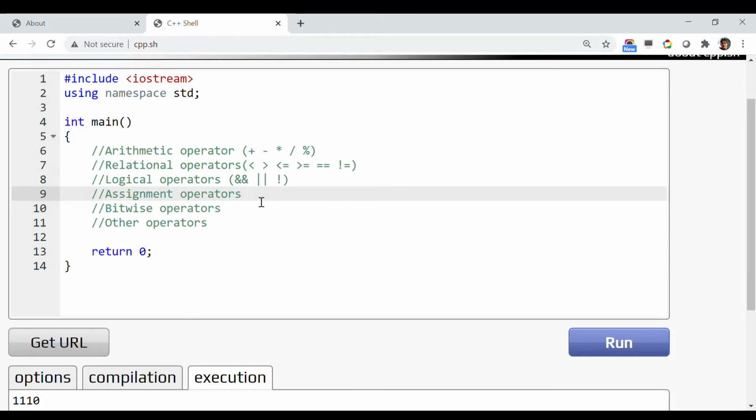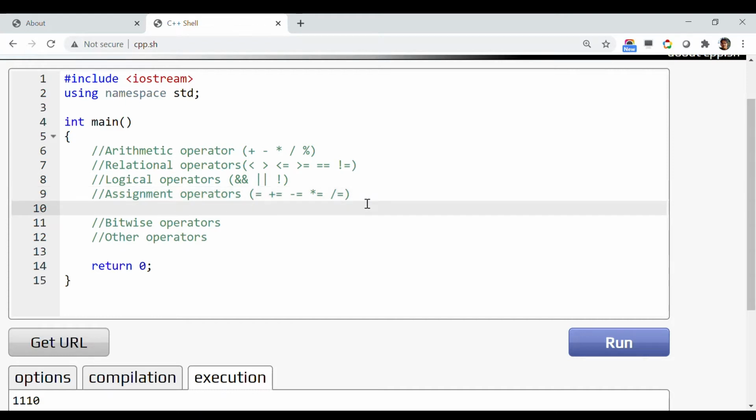So the next type of operator that we are going to discuss is the assignment operator. Normally, the assignment operator in C is the equals operator, and there are several other assignment operators, which are like an arithmetic operator followed by the equals symbol, such as minus equals, multiplication equals, or division equals. So let us try to understand each of them one after another.